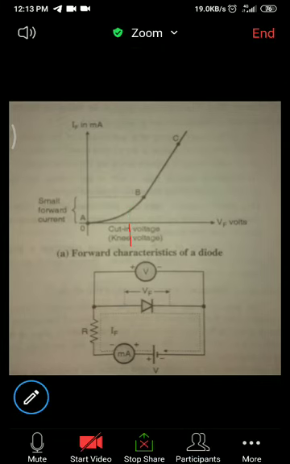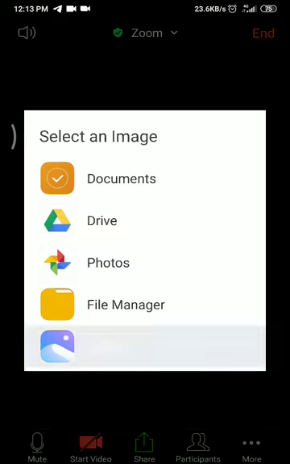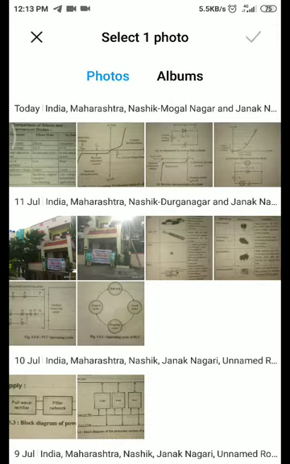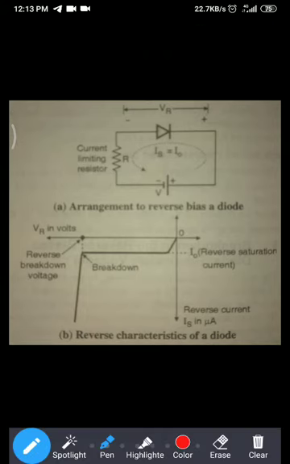And now we'll see the reverse VI characteristic in reverse bias condition. See the circuit diagram. Triangular part, that is P material connected to negative terminal, and vertical line which is N-type material connected to positive terminal. So this is reverse biasing of diode, circuit diagram of reverse biasing of diode.